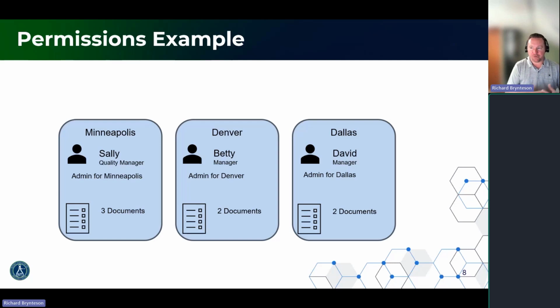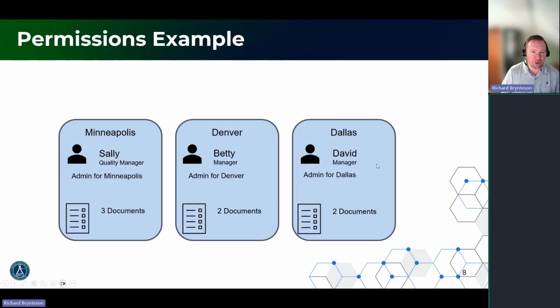So, and this goes back to that idea of sites. So you'll remember in my demo environment, we had Albuquerque and Boston. Let's say we've got an example here. We've got 3 sites, Minneapolis, Denver, and Dallas. And each one of them has some sort of quality manager. In this case, Sally is the quality manager at Minneapolis. She's an admin for the Minneapolis location, and they have 3 documents.